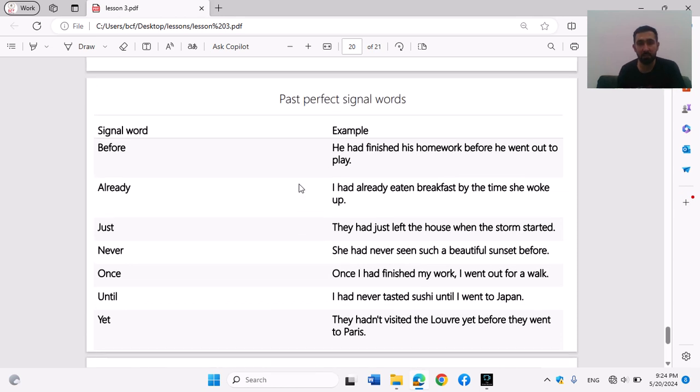Then we have past perfect signal words. We have before, already, just, never, once, until, yet. She had finished his homework before he went out to play. Okay, so we have the word before, we have the word already, we have the word just. These are the signal words for past perfect.